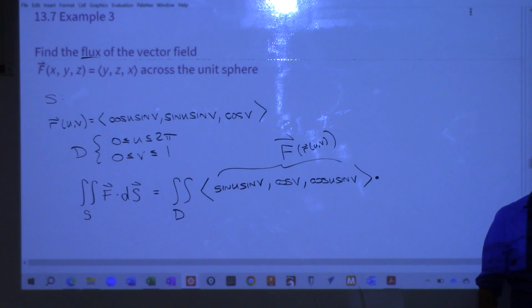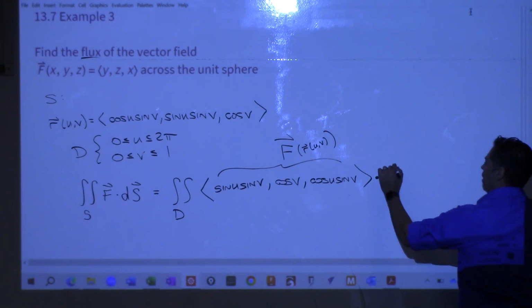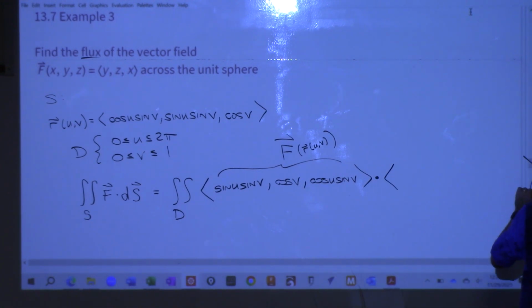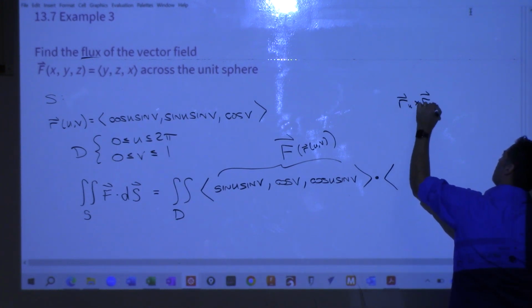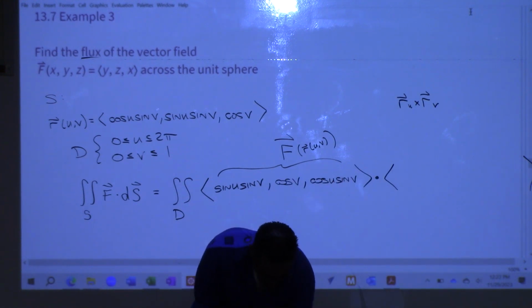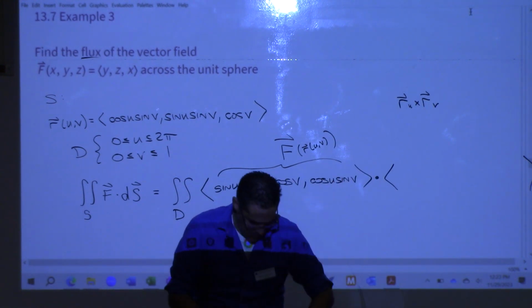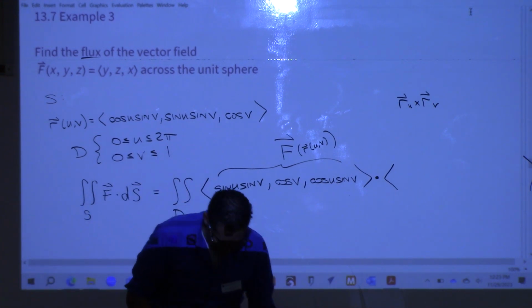So we need to refer back to last class. Or do y'all want to go through the work? Refer to last class, go through the work. Last class? Okay. Then I'm going to need your help. What's partial r with respect to u cross partial r with respect to v? I think I worked it out. Hold on.